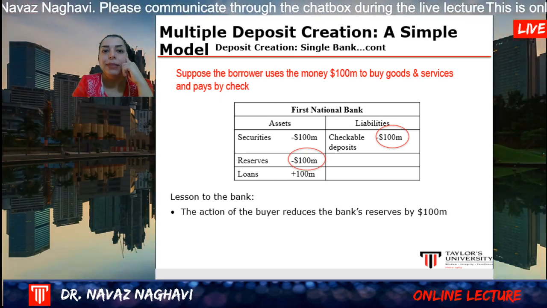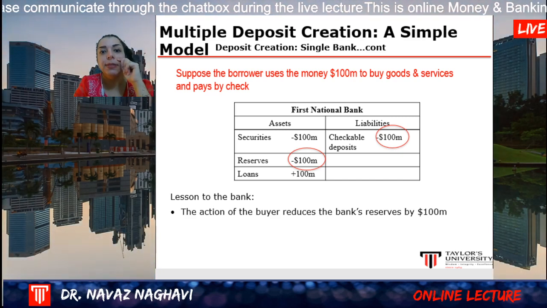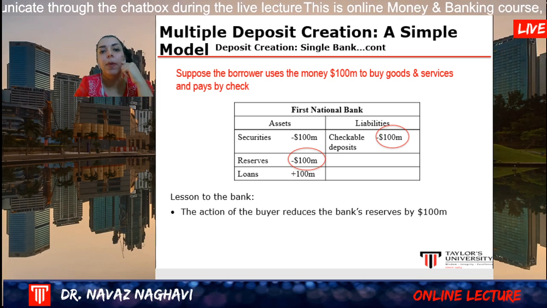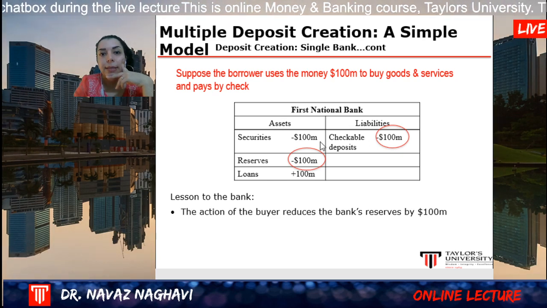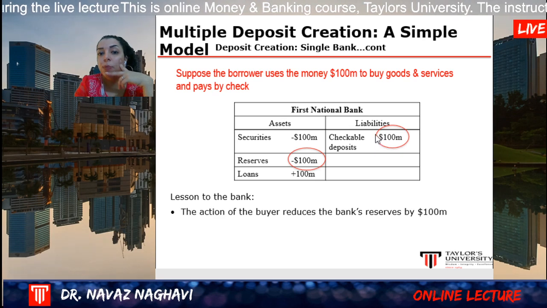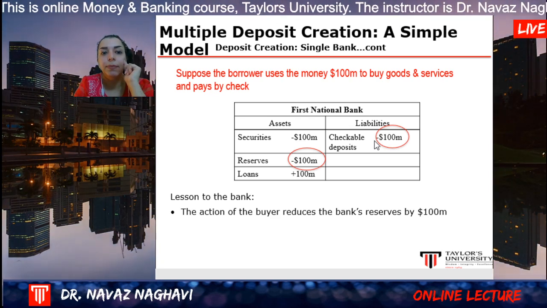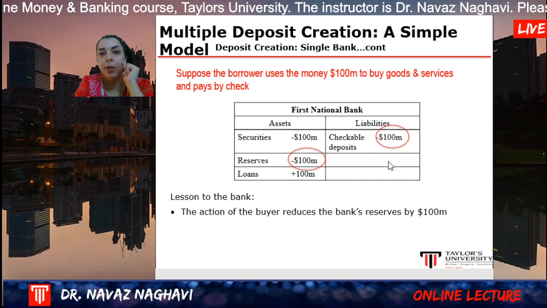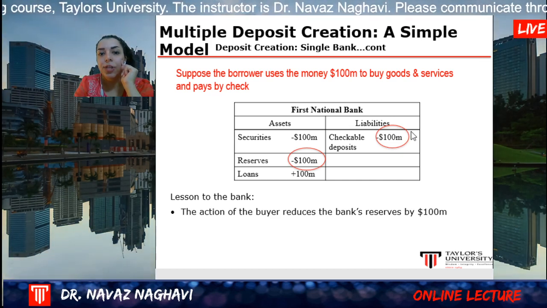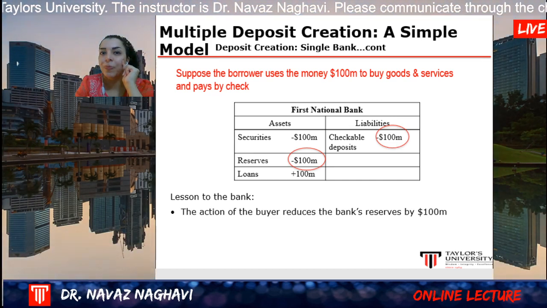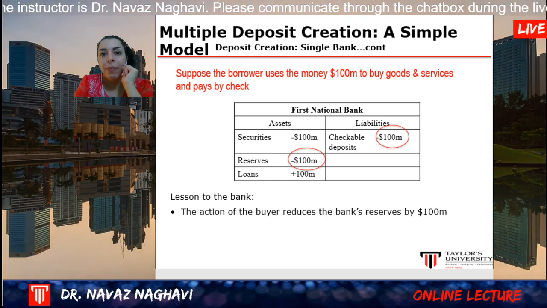Now what will happen? That person who received the loan, that 100 units, now wants to buy goods and services and says, okay, I want my money. So now that the person wants the money, it means that the checkable deposit, which is a liability of the bank, previously was positive and the bank was liable. Now it is negative. So it means that that person wants the money. So that's why the person has taken this money out. What will happen? The amount of the reserve will be negative and the amount of the checkable deposit will be negative too. So if I want to show you the final T account of the bank, what will it be?